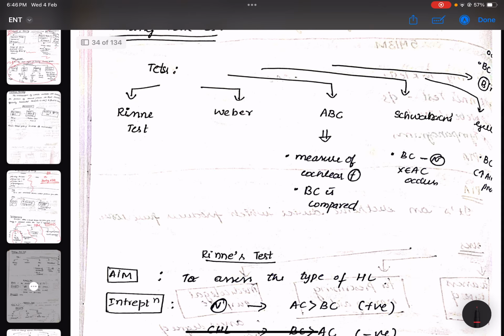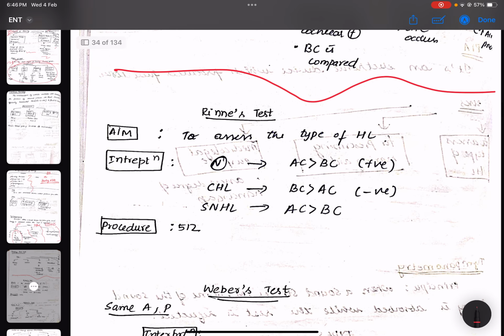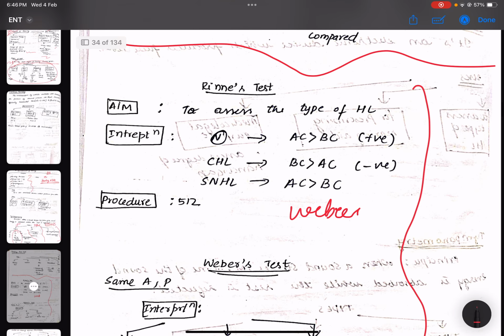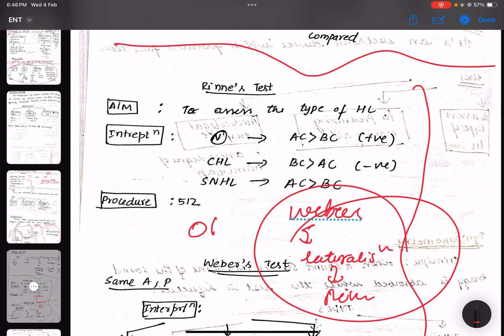These are the tuning fork tests which we all do. I am sure you would have studied. Again, while doing Rinne's and Weber's, I hope you know, first you do Weber's, then you check for lateralization, then you go with Rinne's. Okay, this is what we do in OPD.